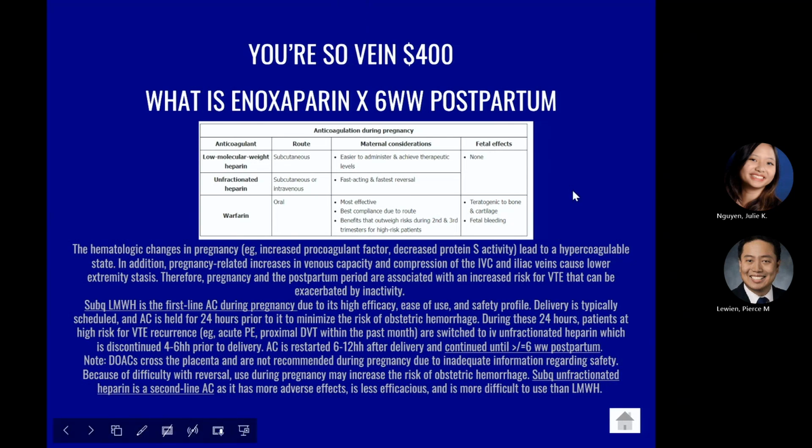Okay. So someone started on Lovenox for a VTE. You continue that during pregnancy, and you pause it 24 hours before delivery, basically to decrease the peripartum bleeding risk. And you bridge only in people who have really high risk of recurrence during that delivery period. Otherwise, I think you're okay, and then the anticoagulation is started 6 to 12 hours after delivery and continued till 6 weeks postpartum.